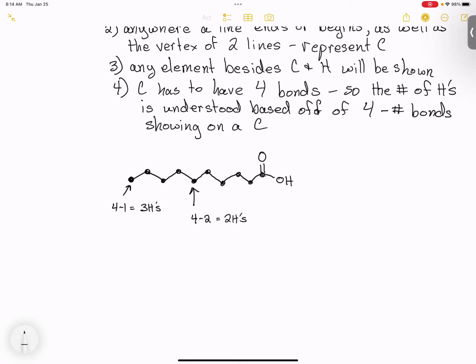Any questions about that? Yes. Can you back up and explain the 4 minus 1 again and how you get 3H? Okay, so it's 4 minus however many bonds are showing. So on this carbon, there's only 1 bond showing, because there's only 1 line attached to it. Whereas on this one, there's 2 lines showing. So it's 4 minus 2, so there's 2 hydrogens.